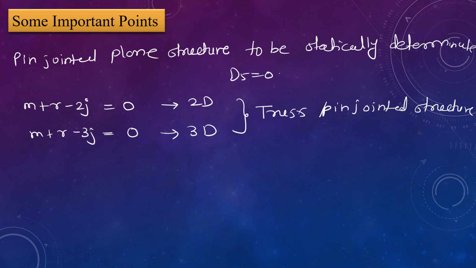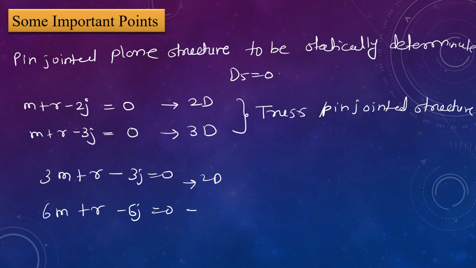Then next, 3m plus r minus 3j equal to 0 and 6m plus r minus 6j equal to 0. This is for 2D and this is for 3D. Both formulas are for rigid frame.